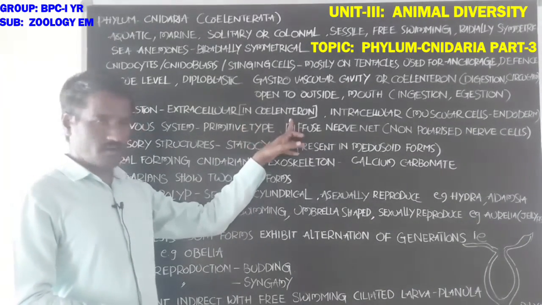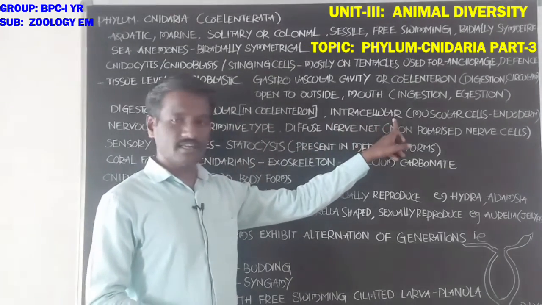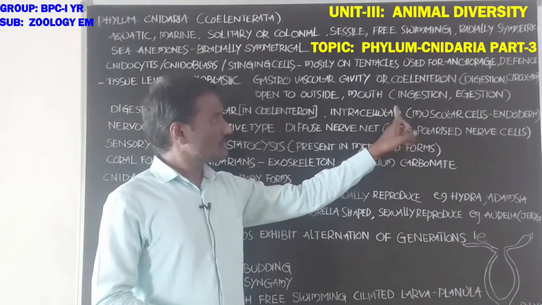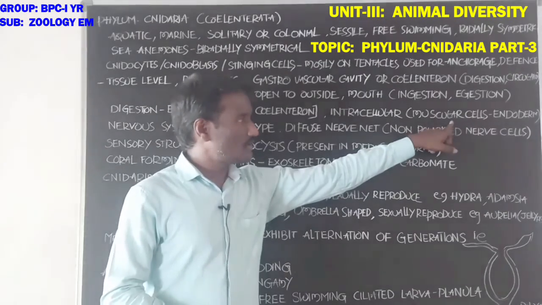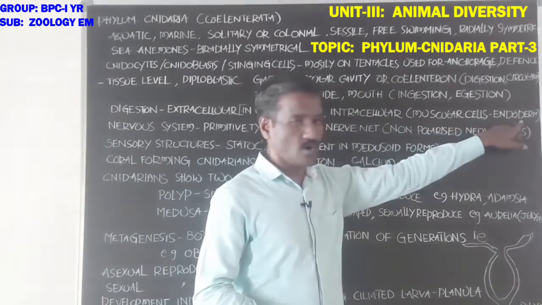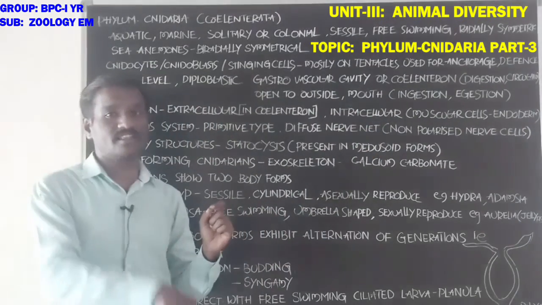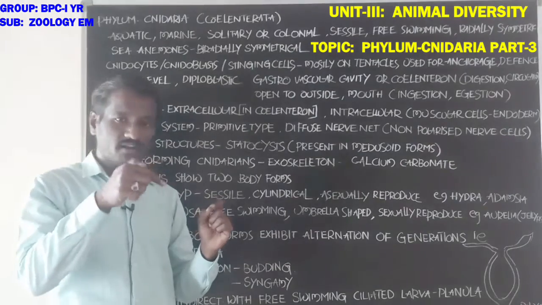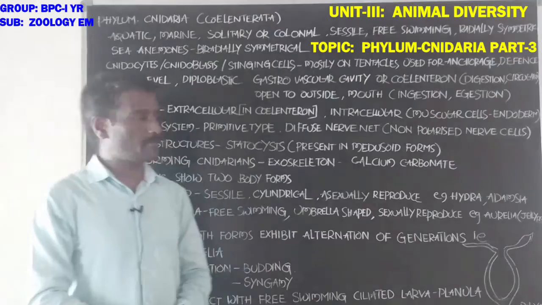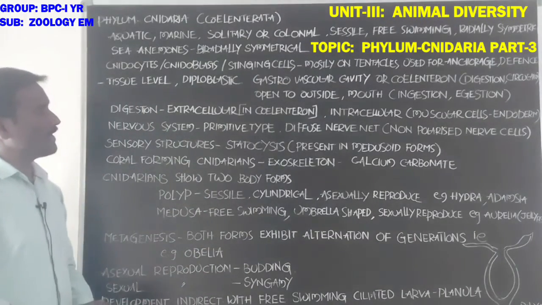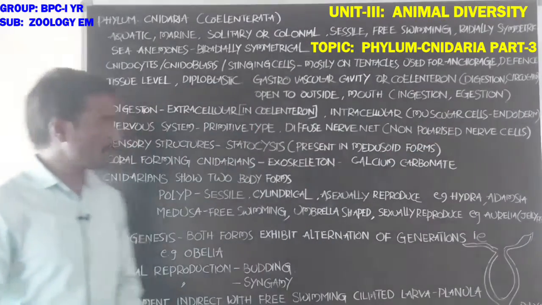Extracellular digestion occurs in the coelenteron. Intracellular digestion also occurs, in nutritive muscular cells, which are muscular cells present in the endoderm. Intracellular digestion means digestion inside the cell. The food particle is digested inside the cell.